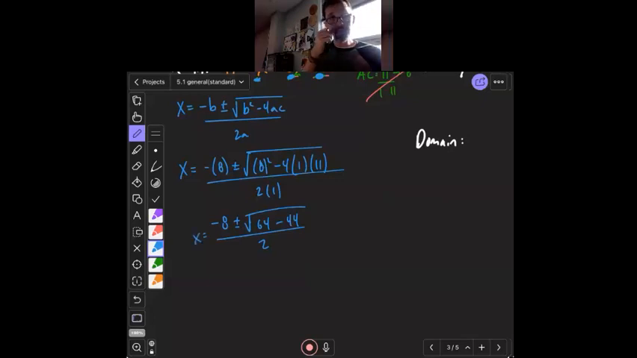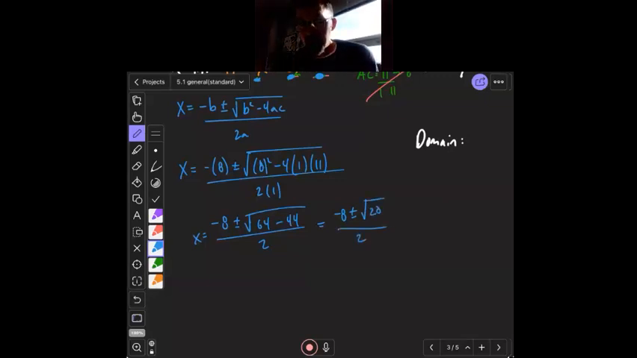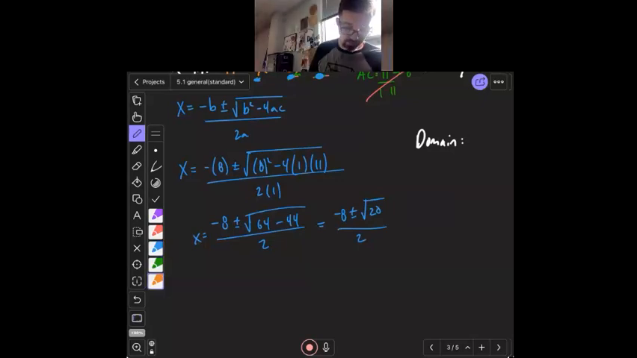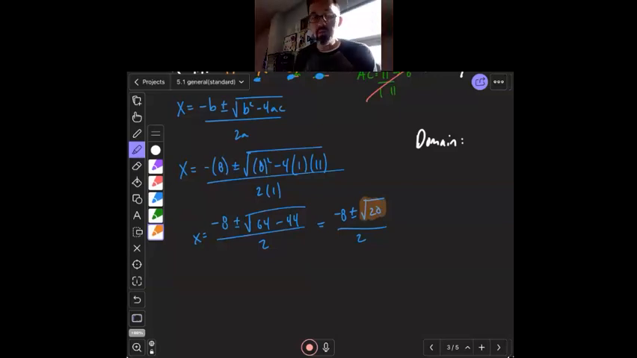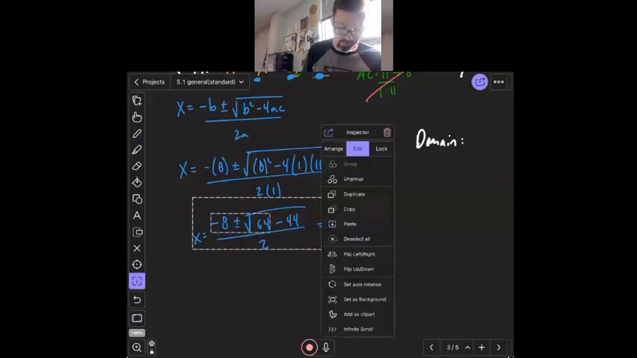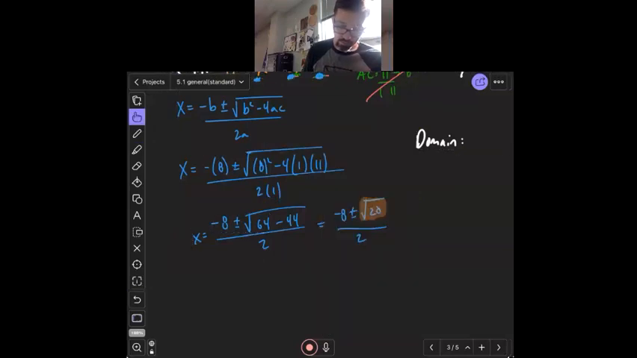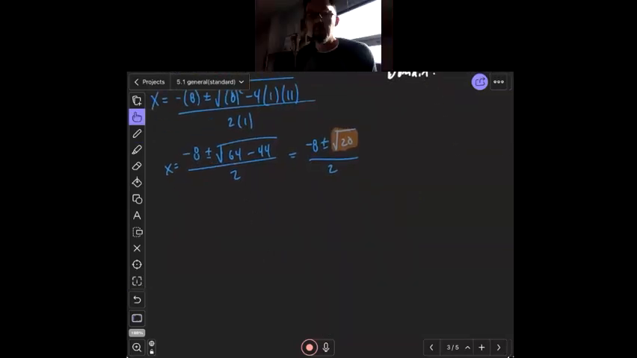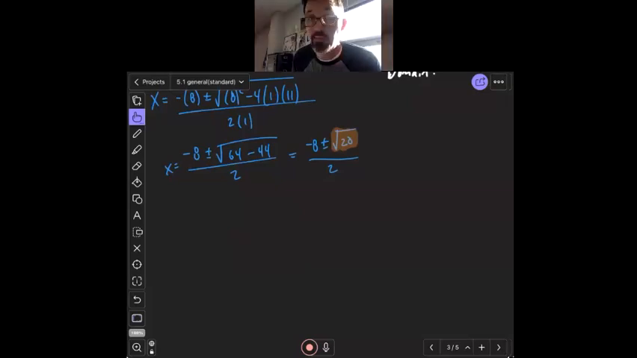Now we're finding x here. We're solving for x. Don't let that x equals just drift off. It's not okay. Just can't divide yet. Okay? Got to finish simplifying. 64 minus 44 is 20. Okay? You can't divide yet. You're not done simplifying. How do we simplify the square root of 20?